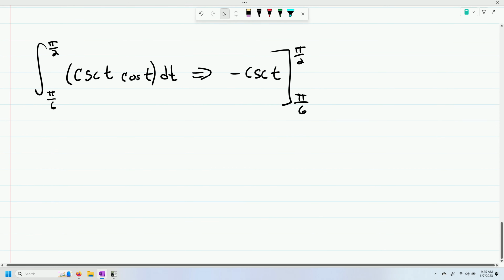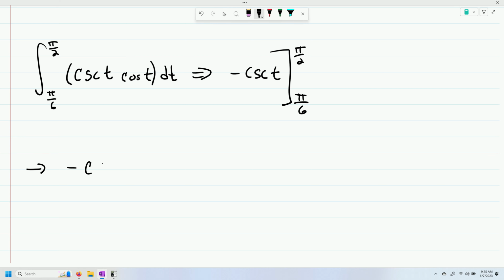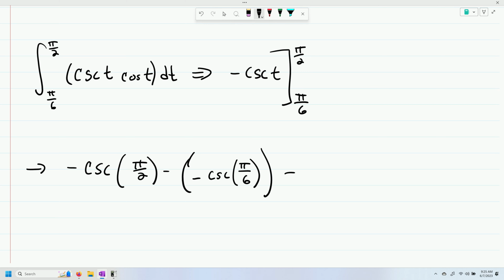So when we make our substitutions, this is going to give us negative cosecant of pi over 2 minus the negative cosecant of pi over 6. And just to clean this up a little bit, it's the negative cosecant of pi over 2 plus the cosecant of pi over 6.